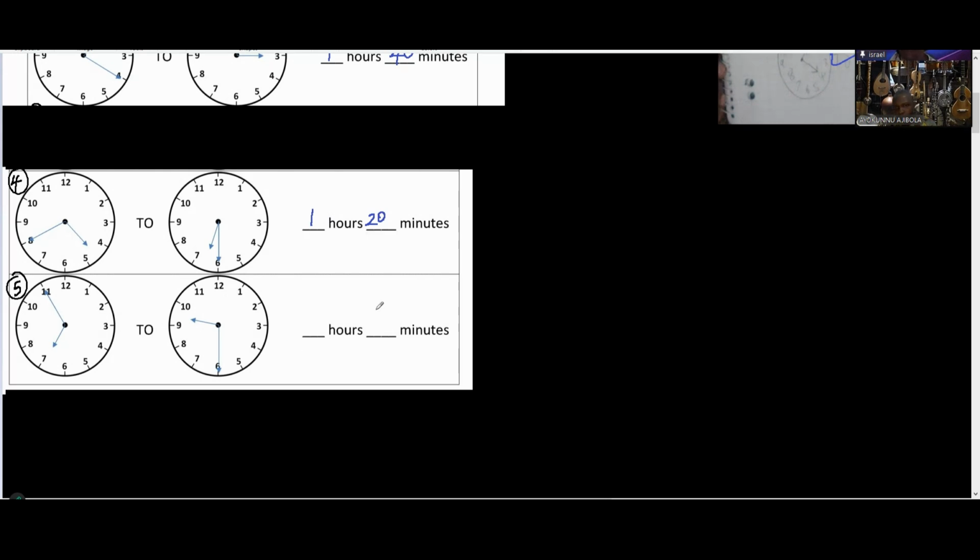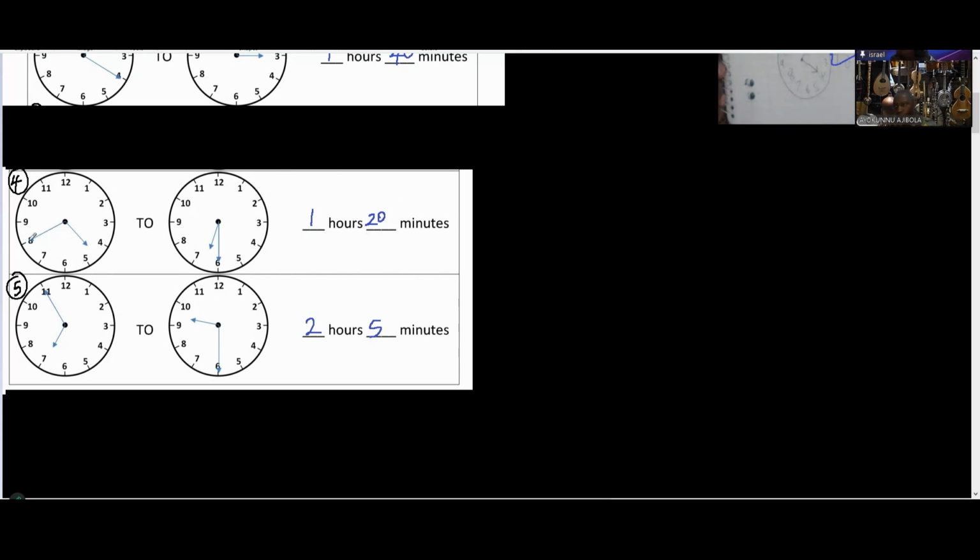Okay, what about the last one? Let me see. 5, 10, 55. 5 minutes, making that 7 o'clock and 2 hours. 2 hours, 5 minutes. So let's check it together now and see whether it's correct or incorrect.